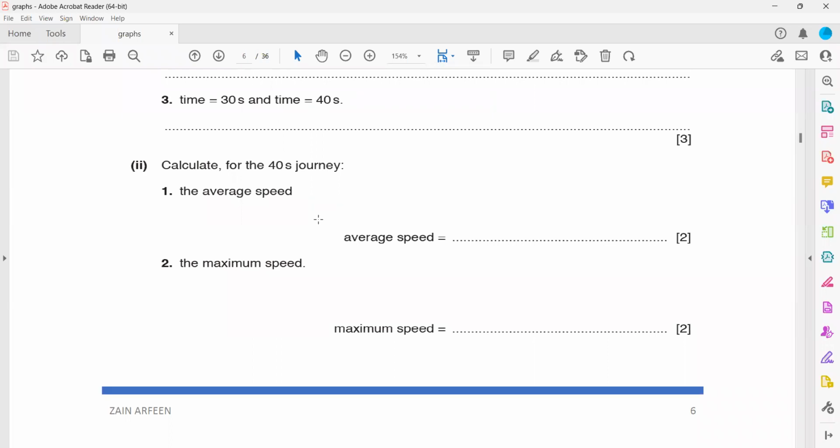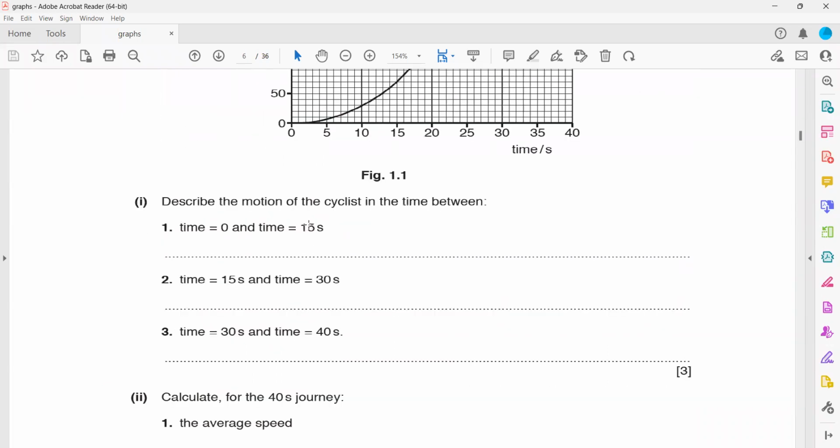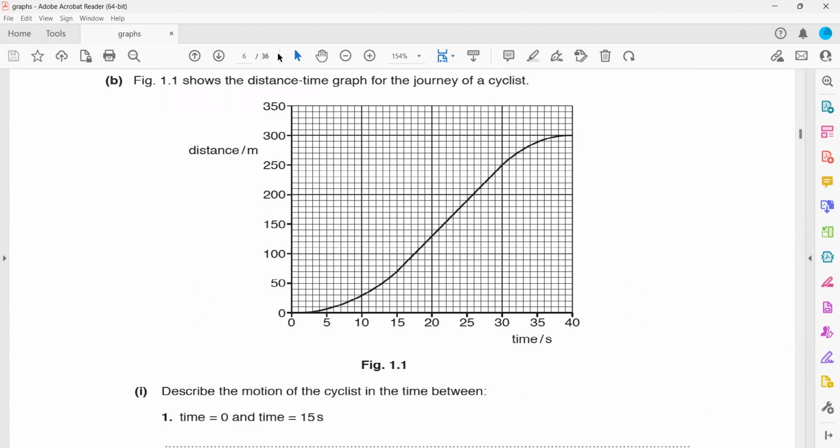The next part, calculate the average speed and the maximum speed. How to get the average speed? The average speed is the total distance over total time. So what is the total distance traveled? 300. And what is the total time for the journey? 40. So total distance is equal to 300 and total time is 40. When we divide, it will be 7.5 meters per second. That's the average speed of the journey.